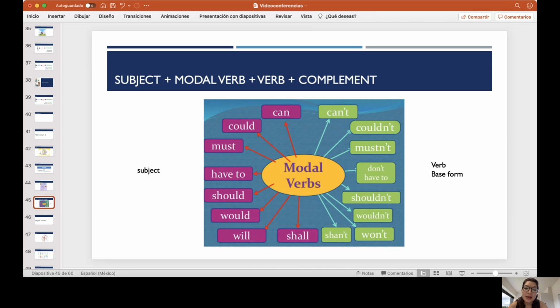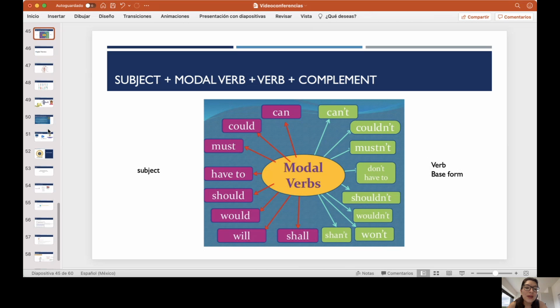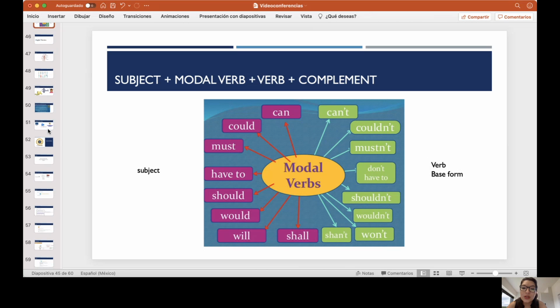Okay, we have it in affirmative or negative, and the structure is always the same. First the subject, then the modal verb, affirmative or negative, and then the base form and complement. Okay, so these are all the things that we're having for this course.